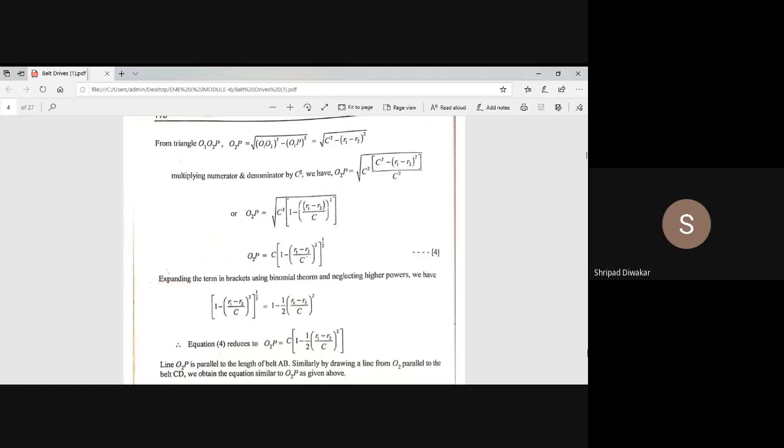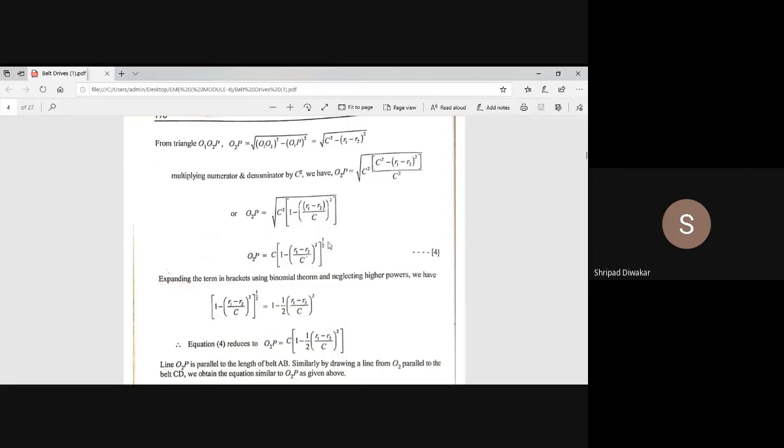Next, in the next step, what I'm going to do: the square root of C square is nothing but your C. You can take it outside. And instead of writing square root, I'm just putting the power as half. Both have the same meaning, so you can write either square root or to the power of half. Square root means to the power of half.